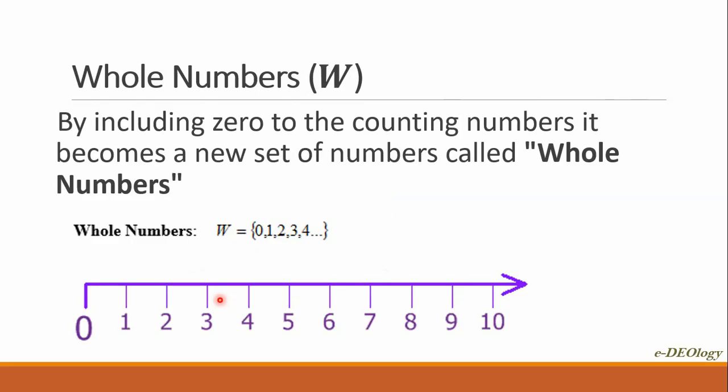The next group is what we call whole numbers, denoted by this capital W. This time we're going to include the 0 plus the counting numbers, and it is called now whole numbers. So the set W is equal to, starts from 0, 1, 2, 3, 4, so on and so forth, as it is shown in our number line below.